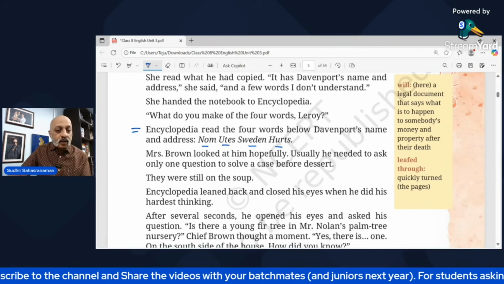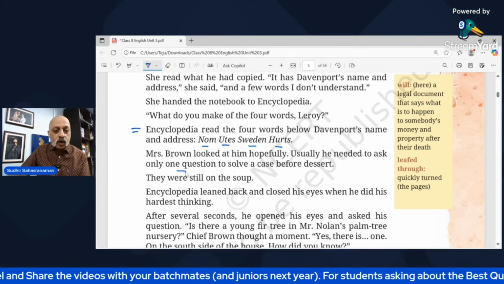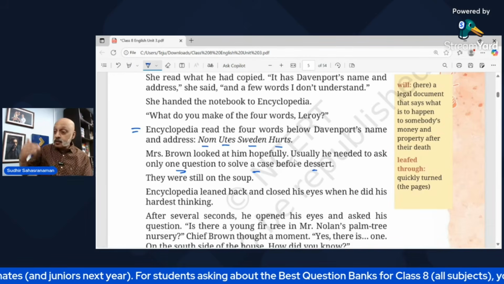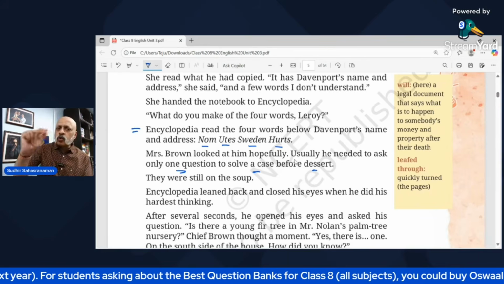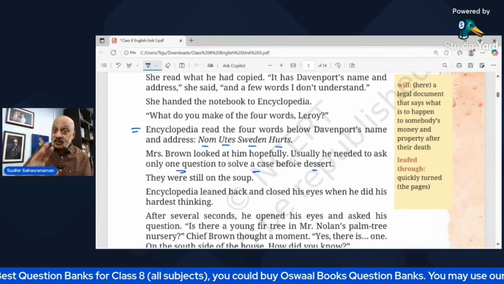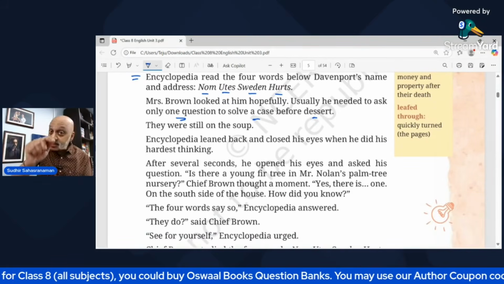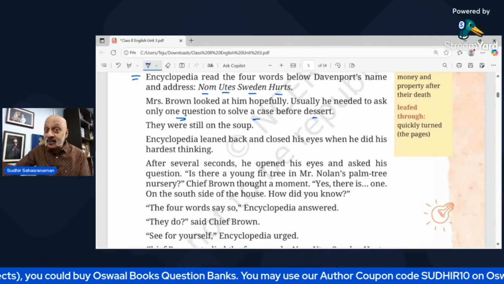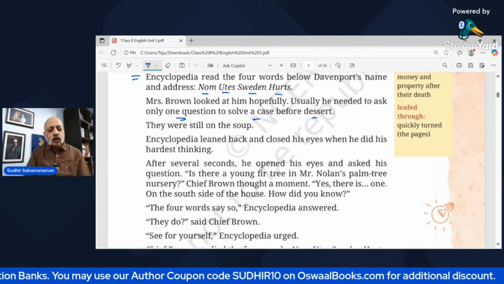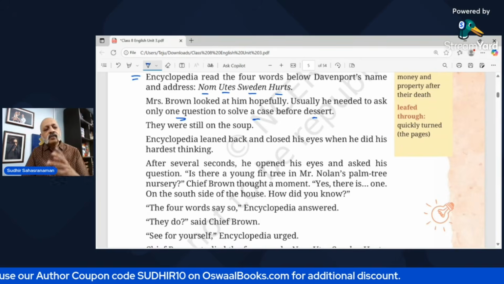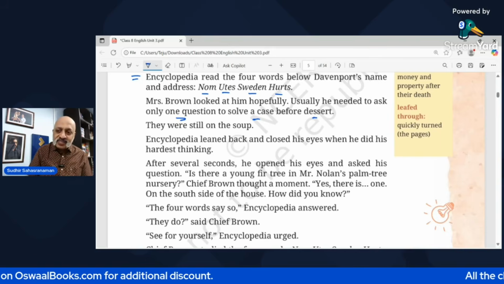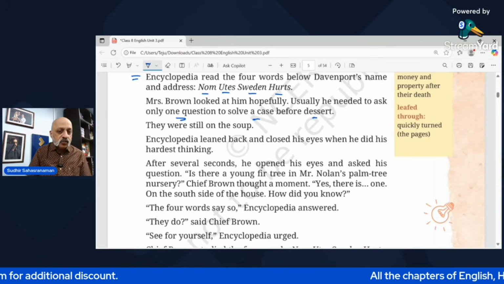So Mrs. Brown looked at him hopefully. Usually he needed to ask only one question to solve a case before dessert. And they are still on the soup. Soup, main course, dessert. He just asked one question, and before they finished their meal, he would solve the case. That good a detective Leroy Brown was. They were still on the soup, which means they still had time, or maybe he would do it much faster. Encyclopedia leaned back and closed his eyes when he did his hardest thinking. So he closes his eyes and thinks about what has been written. After several seconds, he opened his eyes and asked his question.